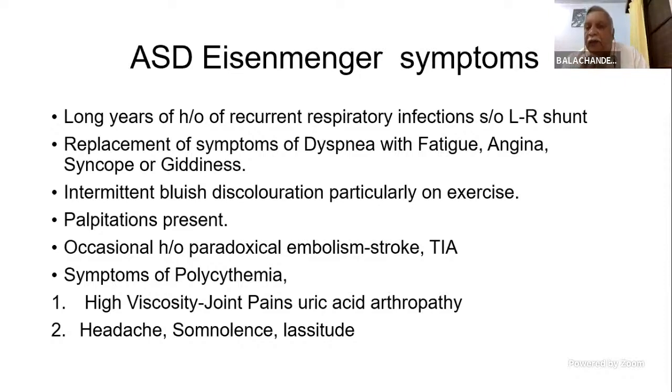But the Indian Academy of Pediatrics in 2013 adopted a very simple method: more than 6 in age less than 3 years, and more than 3 in age more than 3 years. So that is a simple definition of recurrent respiratory tract infections, which has been adopted by the IAP. You can go through it on the net. It's called Principi 2013, the IAP definition of recurrent respiratory tract infection. And I think many examiners might accept that.